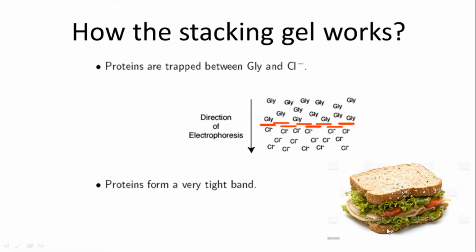You know a sandwich? The first is the bread, so chloride ion. The second one is cheese: the fast moving protein. Third, cabbage: the medium migrating proteins at stacking. Followed by cheese again, the slow moving protein. Followed by bread: the glycinate ion. It looks like a sandwich. This process happens at the stacking gel area.